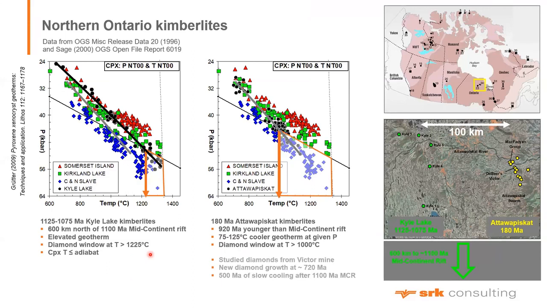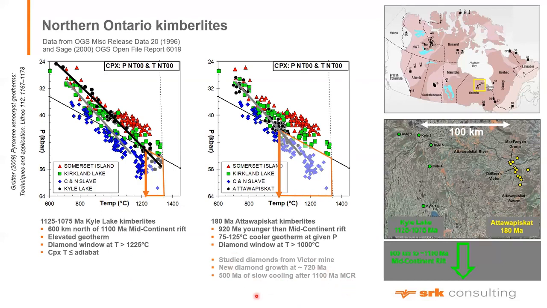I'm going to jump ahead. Because we have studied diamonds from the Victor mine, which is over there, we know that there was new diamond growth at about 720 million years. And so there has been 500 million years of slow cooling after the 1100 million year mid-continent rift event.